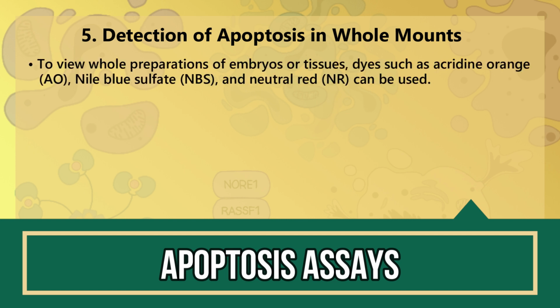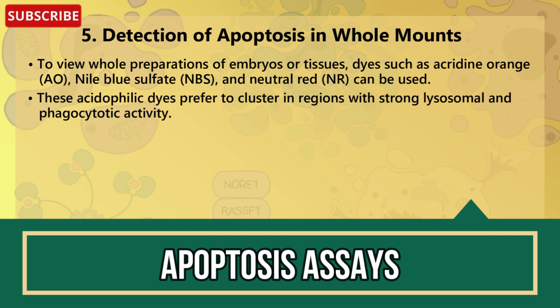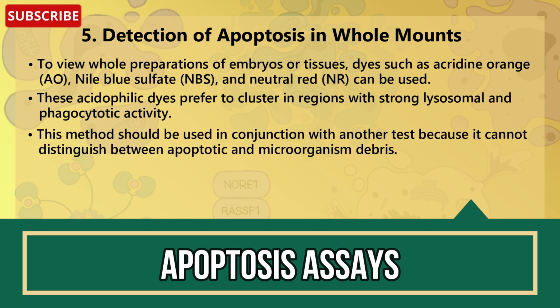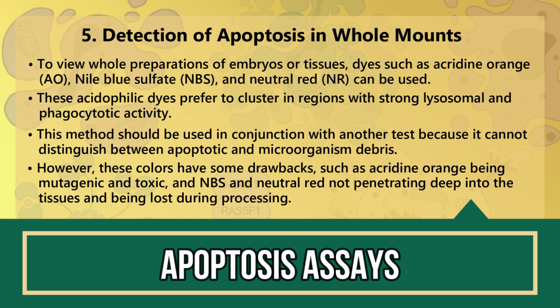To view whole preparations of embryos or tissues, dyes such as acridine orange, Nile blue sulfate, and neutral red can be used. These acidophilic dyes prefer to cluster in regions with strong lysosomal and phagocytotic activity. This method should be used in conjunction with another test because it cannot distinguish between apoptotic and microorganism debris. However, these colors have some drawbacks, such as acridine orange being mutagenic and toxic, and Nile blue sulfate and neutral red not penetrating deep into the tissues and being lost during processing.